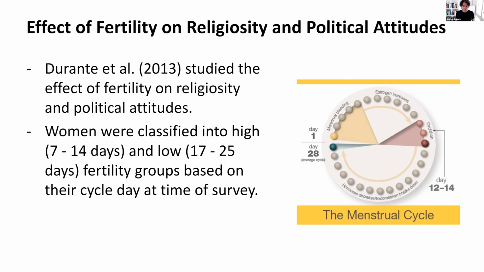where they classified women into high and low fertility, high being if they were 7 to 14 days within their cycle, and low if they were towards the end of their cycle, based on their cycle day at the time of the survey. And what each participant gave is the start date of their last menstrual period and the previous menstrual period, the expected start date of their next menstrual period, and the typical length of their menstrual cycle.